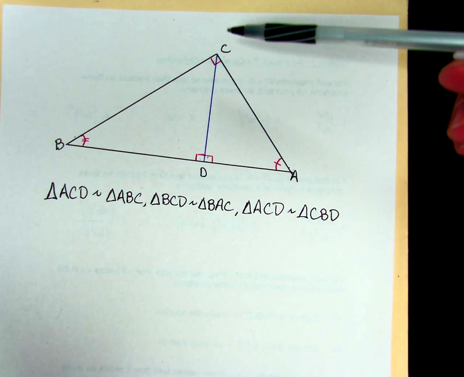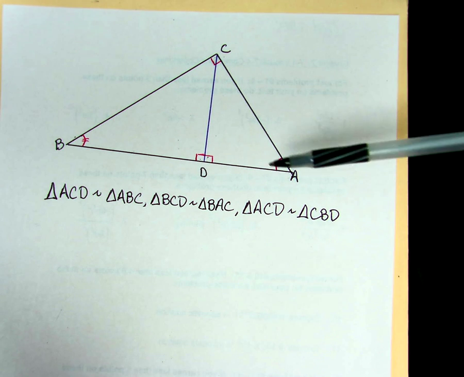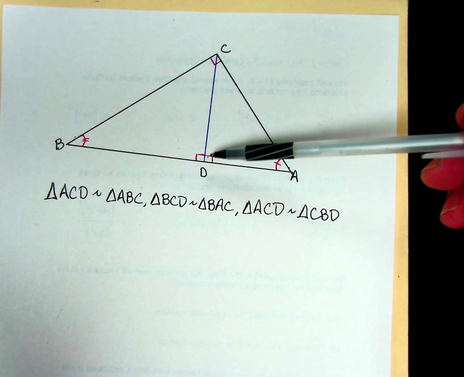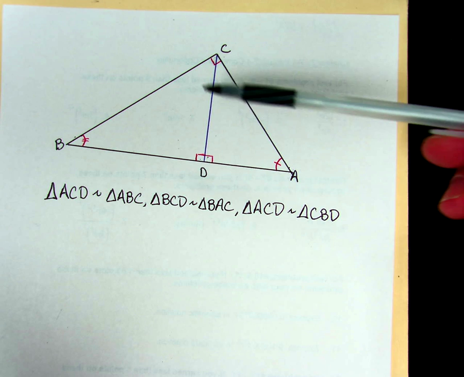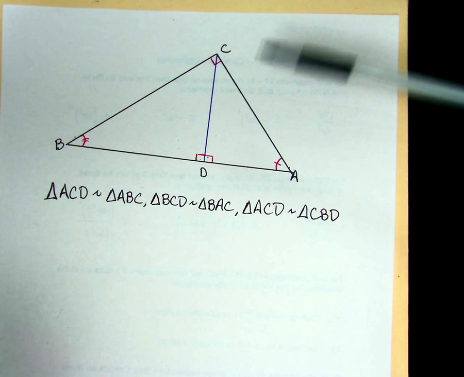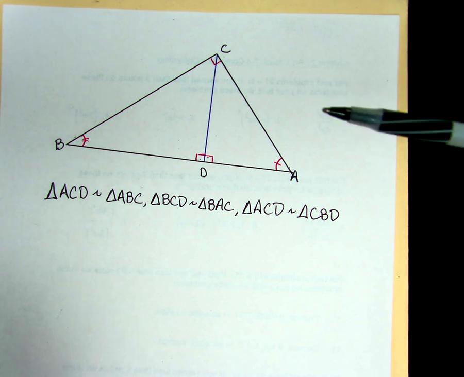Now, that's theorem 8-1. If the altitude to the hypotenuse in a right triangle is drawn, then it divides the right triangle into two smaller triangles that are similar to the large triangle and to each other.